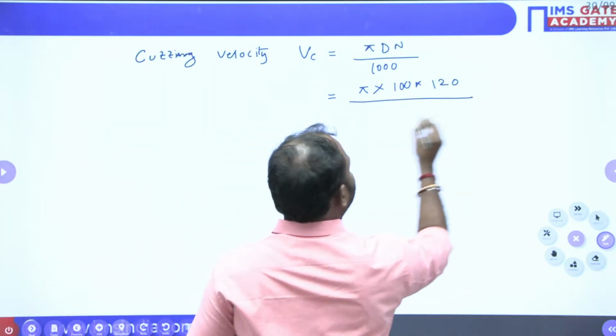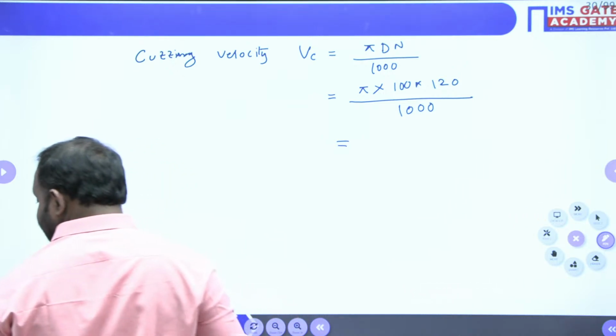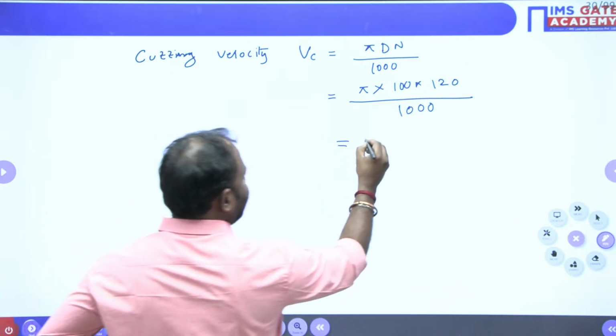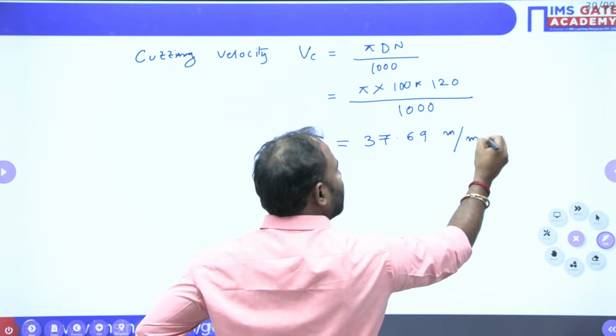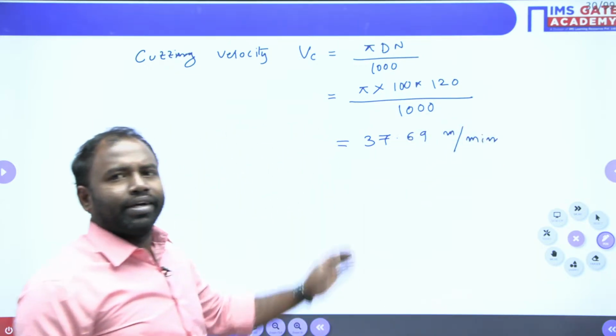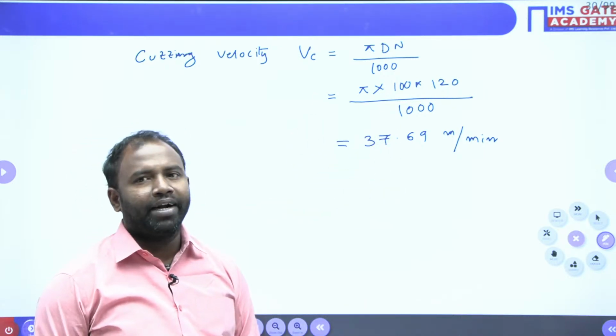120 is divided by 1000, such that I am going to get my cutting velocity as 37.69 meters per minute. Okay, why have I divided this by 1000? I just wanted to convert my cutting velocity into meters per minute. Clear everybody? Hope you understand.